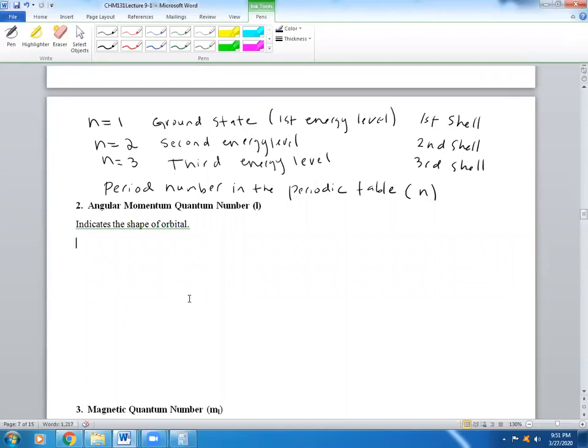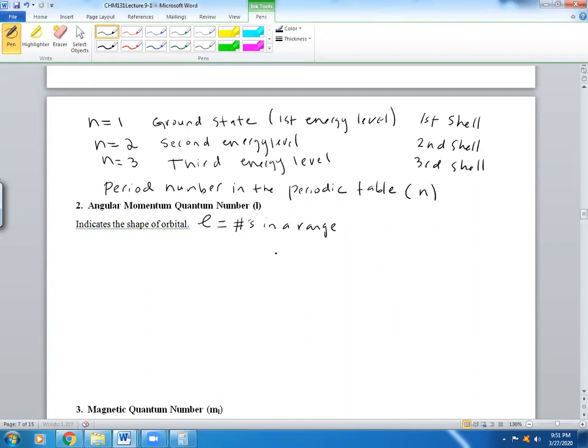The second number is called the angular momentum quantum number, and that's L. This one indicates the shape of the orbital. And I want to make sure you understand this. This could be numbers in a range.